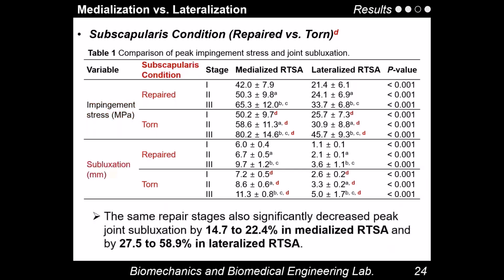Then we compare the subluxation. In both medialized and lateralized RTSA models, repairing the subscapularis led to a significant reduction in the peak joint subluxation across all stages. As summarized at the bottom, subscapularis repair decreased joint subluxation in both medialized and lateralized RTSA.